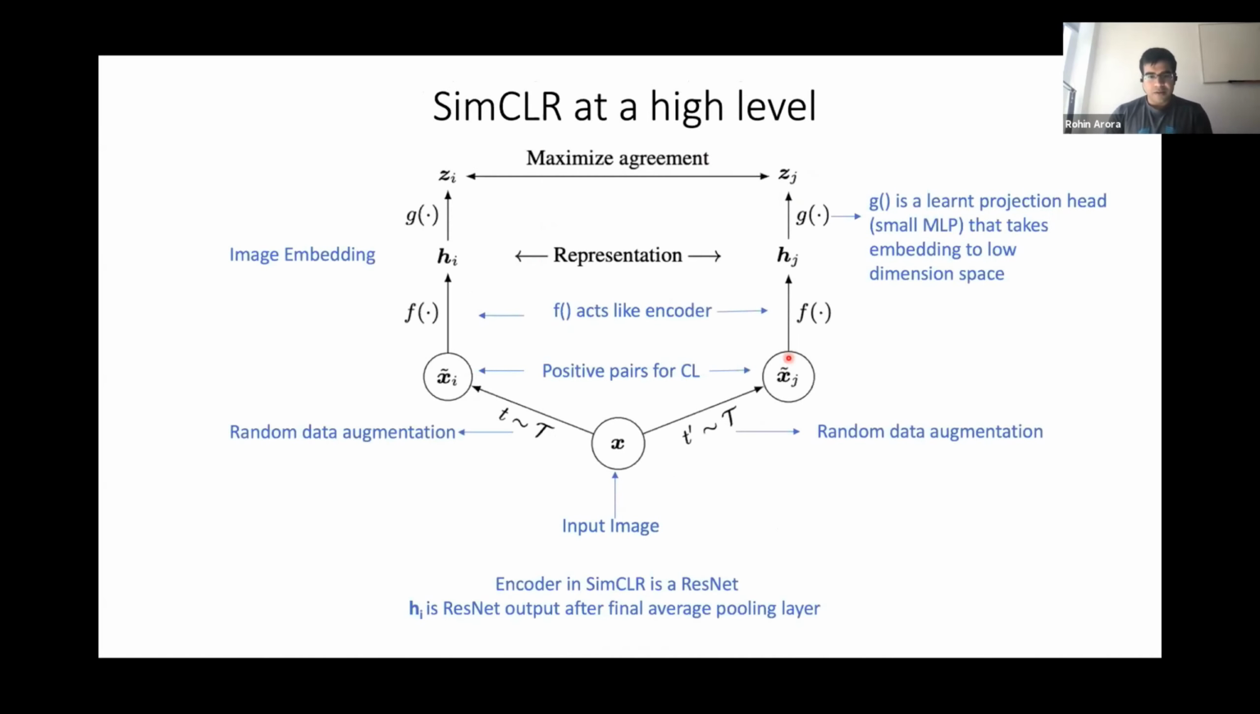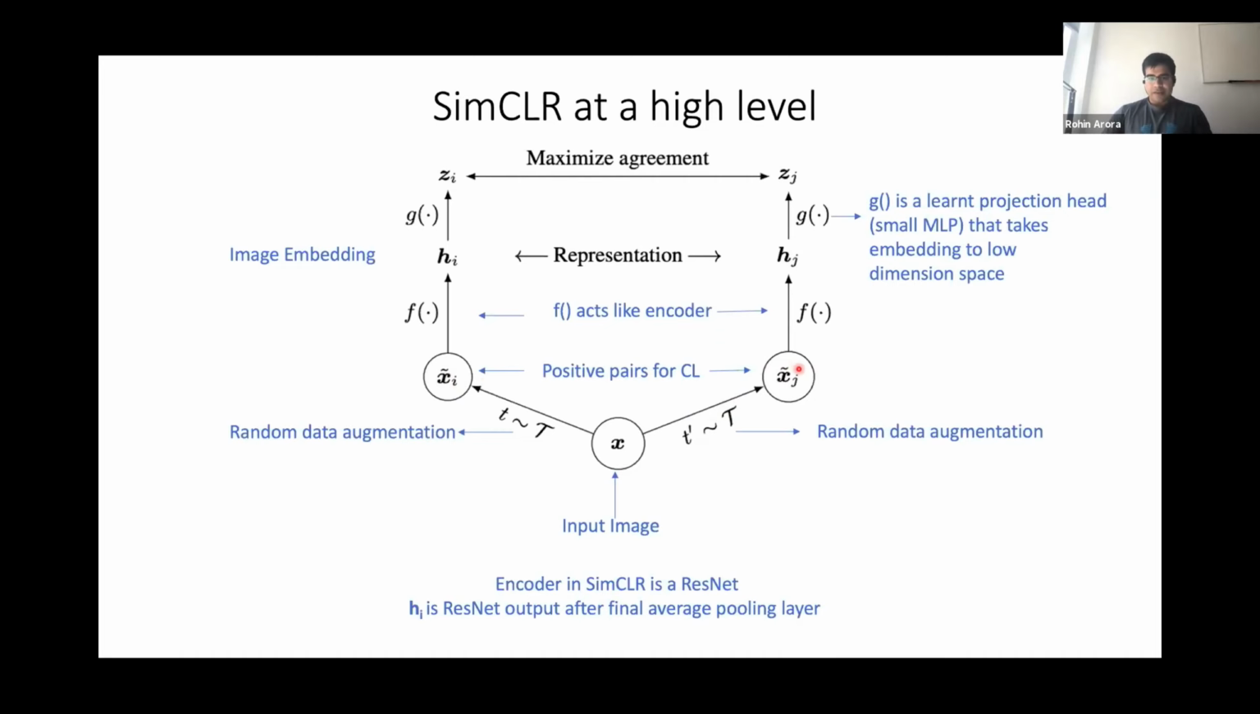Now SimCLR at a high level: your input image is X. You take any image and pass it through some random data augmentations. Imagine you have an augmentation kit which has 10 augmentations possible. You randomly sample 2 augmentations from it and apply them to your image. That creates 2 new images for you, which are the positive pair for contrastive loss. Since these are essentially the same image, they should be the positive pair. You want these 2 augmented versions, called Xi and Xj, to be similar.